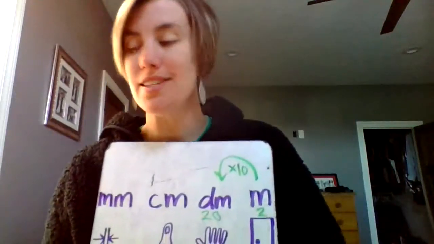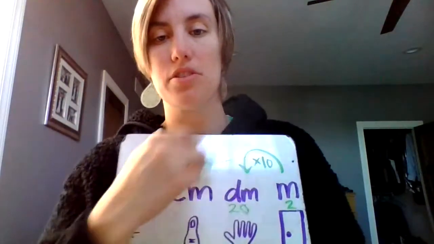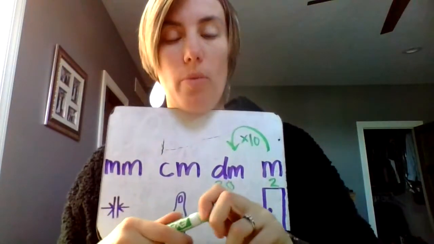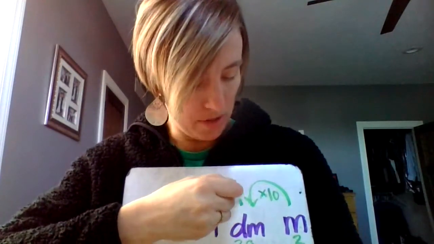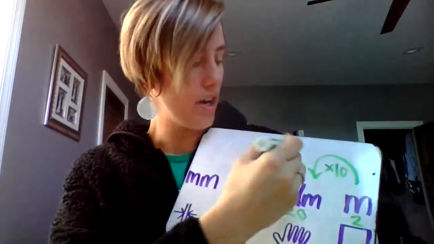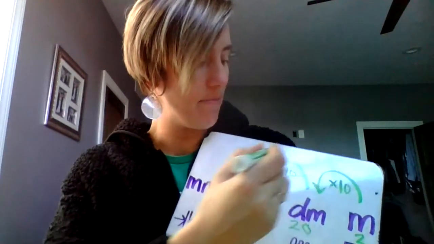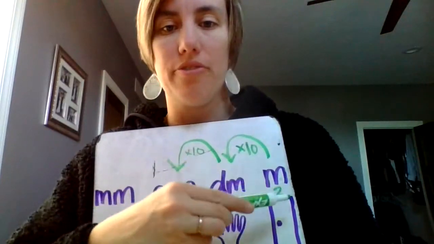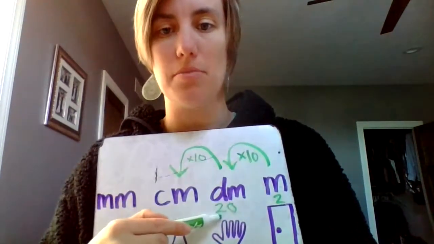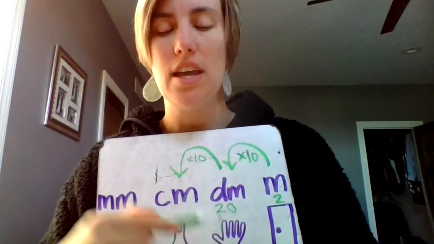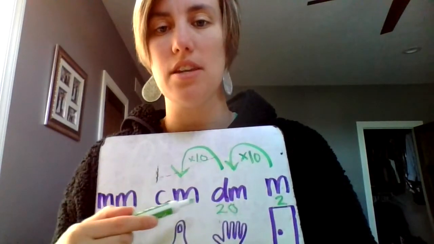Now, as you see on your first one, it's asking you to convert meters to centimeters. So, are we doing only one hop? No, we're doing 2 hops. So we're going from here to here. We're going to multiply times 10 again. If I go from meters to decimeters, that goes from 2 to 20. If I go from decimeters to centimeters, that goes from 20 to 200.